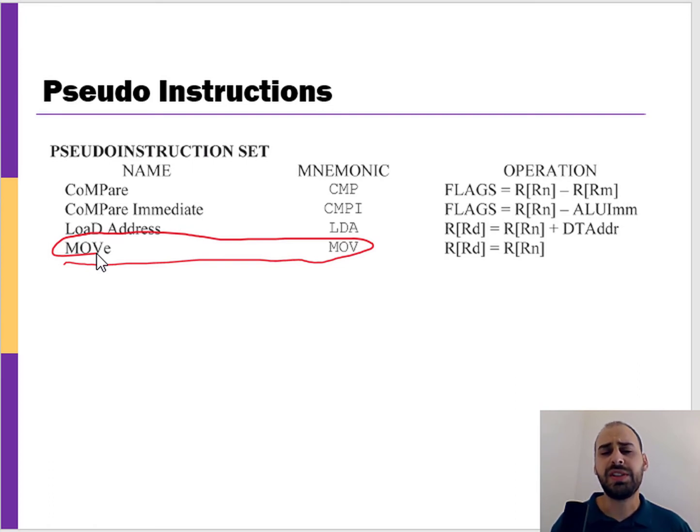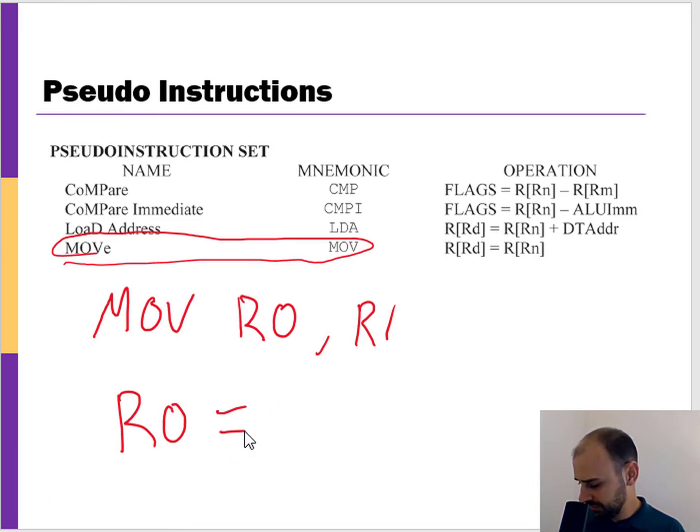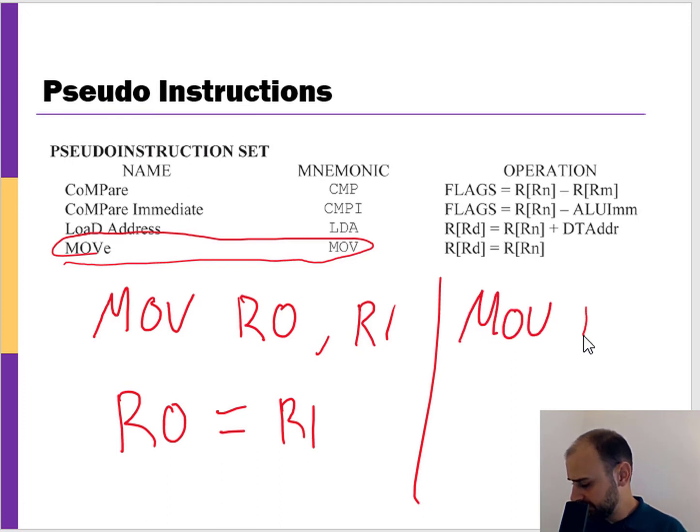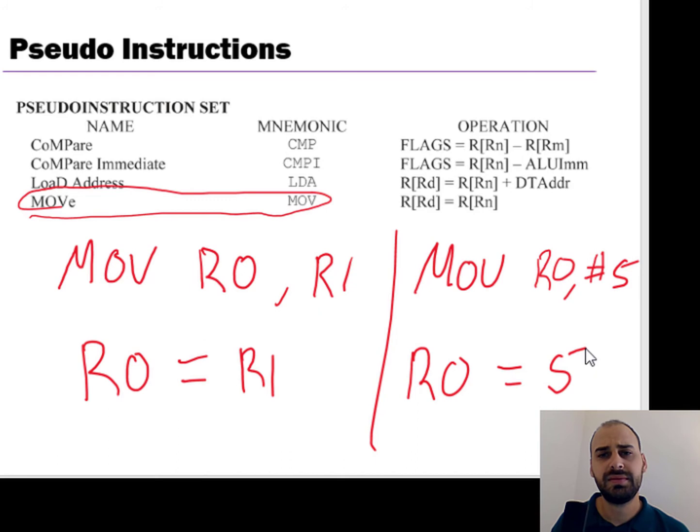The move instruction, right? If I write the move instruction, that logically sets R0 equal to the value of R1. If I use an immediate field, that sets R0 equal to 5. Now let's look at what this is actually doing when we run it.